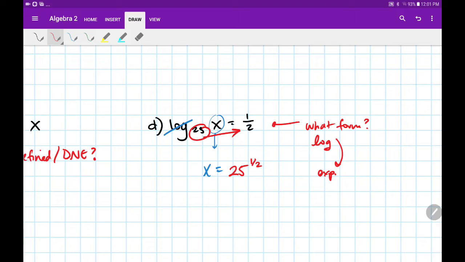So x is equal to 25 to the 1/2, but that's not simplified all the way. See if you recall how to rewrite a power of 1/2 as a root. This is really x equals the square root of 25. And the square root of 25 is 5. So that's our answer here.